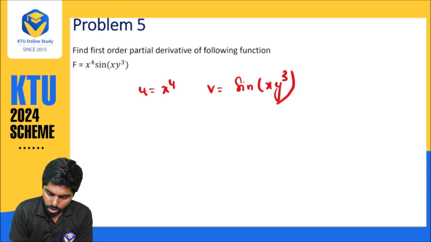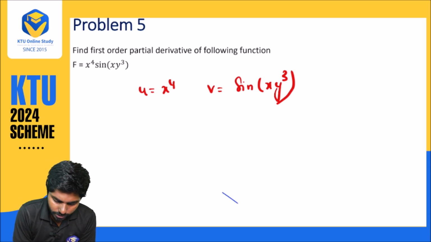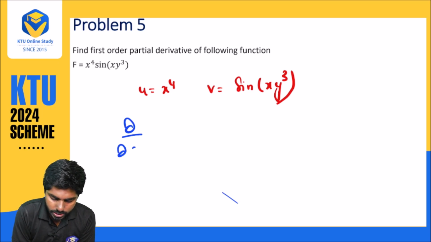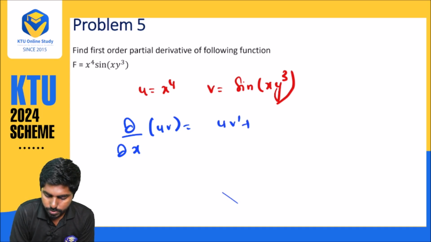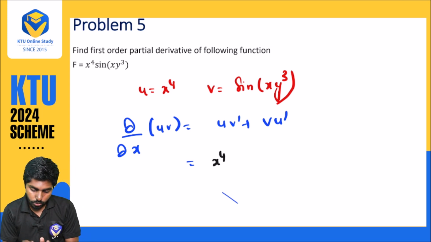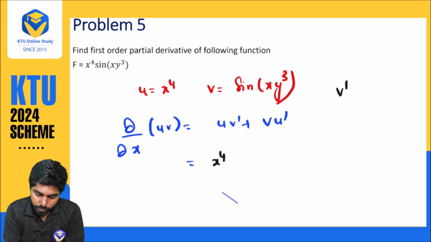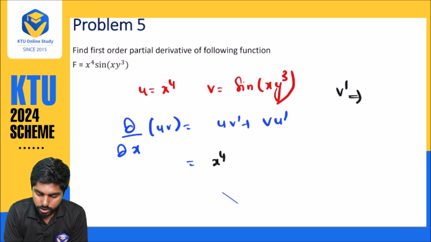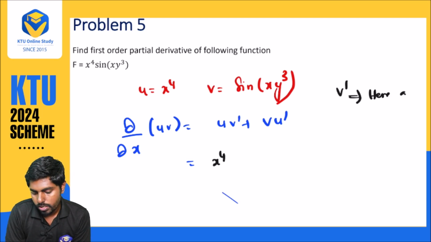Now partial derivative. So what will happen? So what is the formula? Dou by dou x is equal to the UV method. So it will become U V dash plus V U dash. What is U? U is equal to x power 4. When it comes to V dash, here also we want to do the partial derivative.